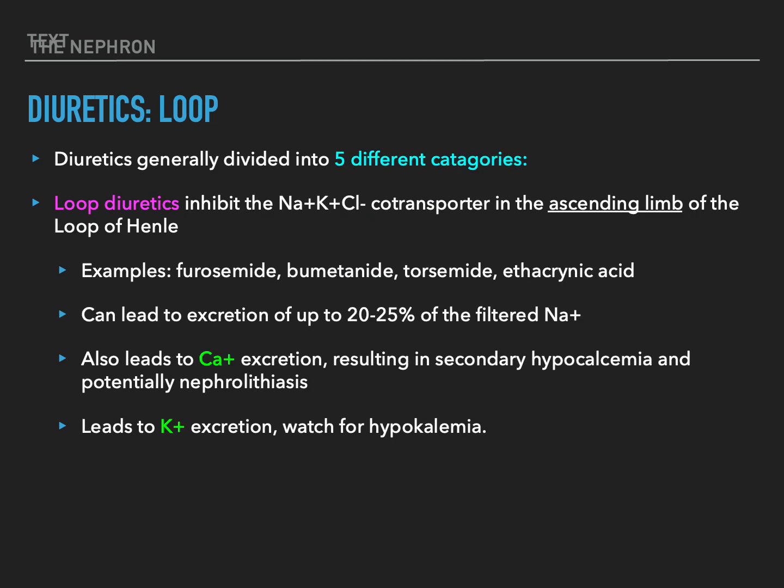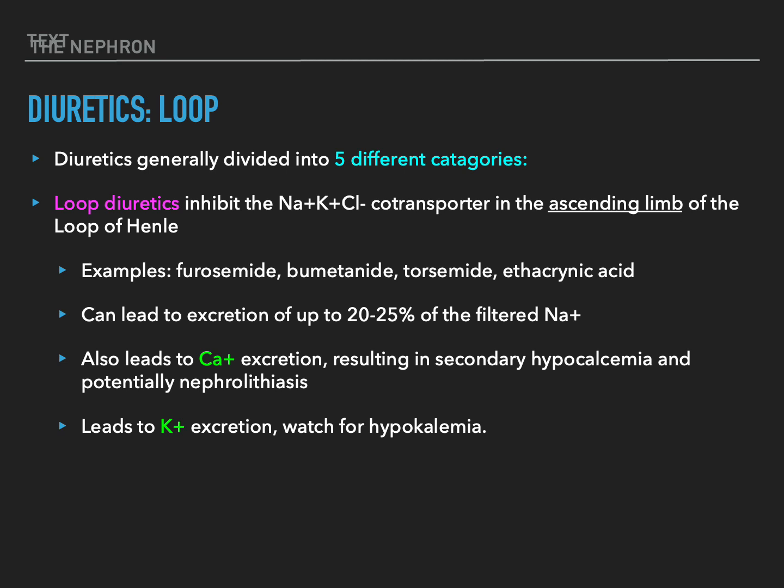The first category we'll discuss is loop diuretics, which, as you can imagine, work at the loop of Henle. Their mechanism of action is inhibition of the sodium-potassium-chloride transporter in the ascending limb of the loop of Henle. Examples of loop diuretics include furosemide, bumetanide, torsemide, and ethacrynic acid. These are powerful and can lead to excretion of up to 20 to 25% of the filtered sodium. And if the sodium is excreted, water will follow.